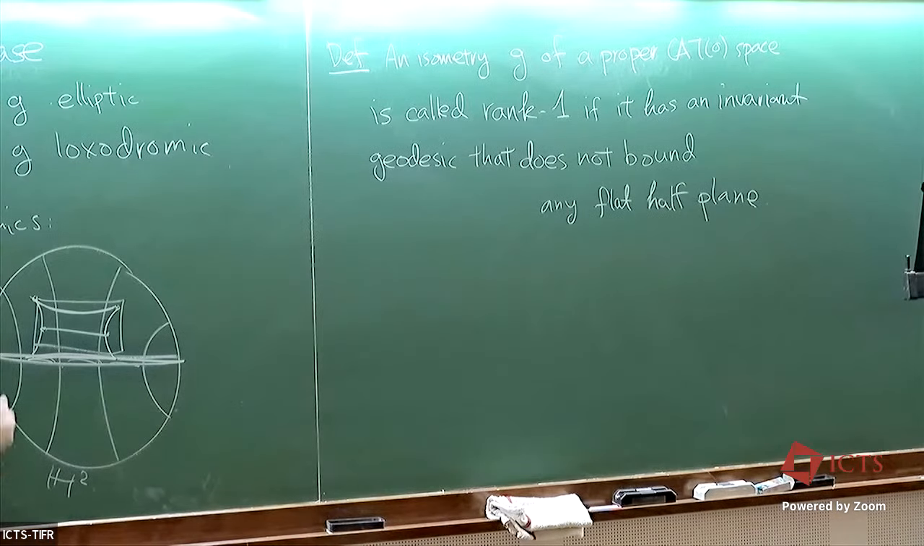So, for example, any loxodromics in the hyperbolic plane are called rank 1.